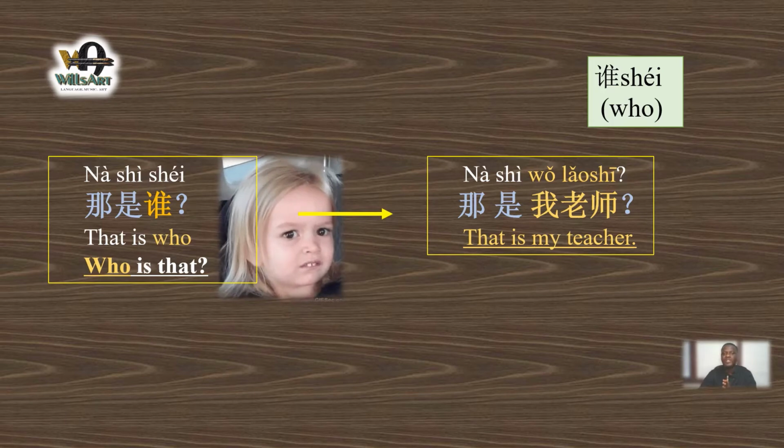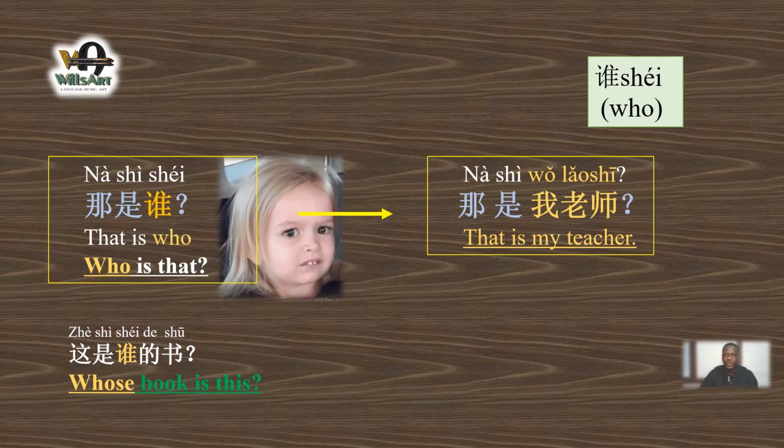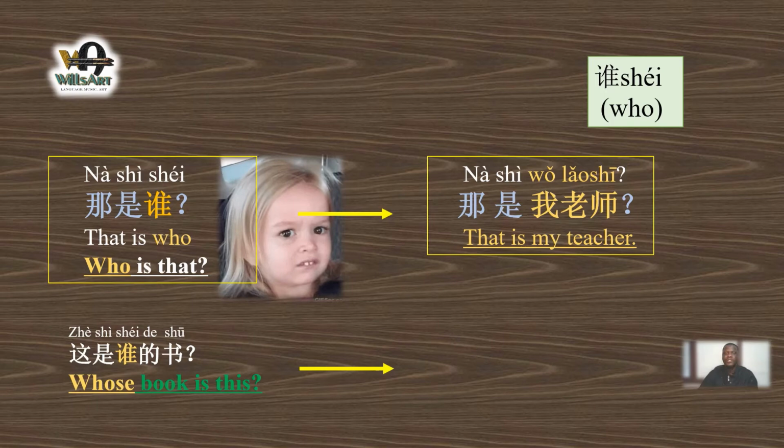Another example is 这是谁的书? Which means whose book is this? 谁的 means whose. 这是谁的书? Whose book is this? Then we can answer that question by replacing the word whose with anything. So 这是谁的书? So you can say 这是他的书.